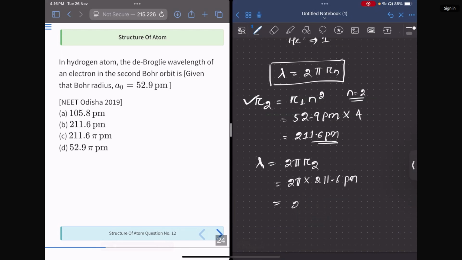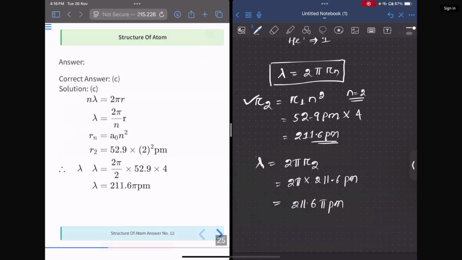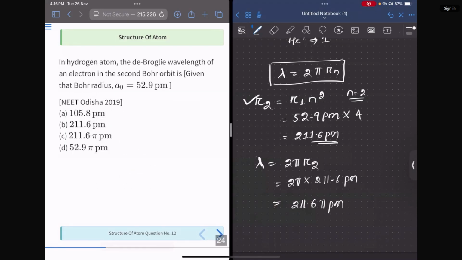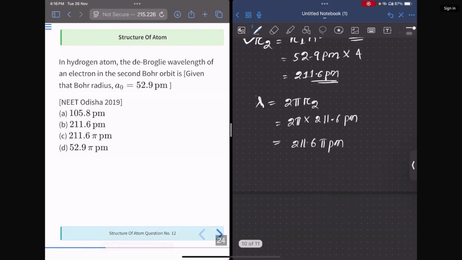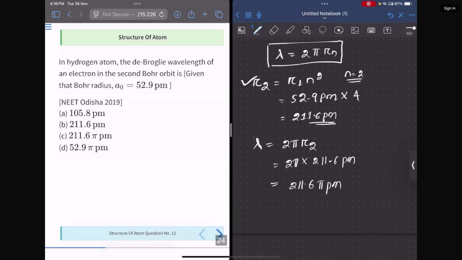That will be around 211.6 pi picometer. Okay, so the answer will be C, that is 211.6 pi picometer. Here it is also given as 211.6 picometer, but the answer will be 211.6 pi picometer after putting it in the formula of lambda equal to 2 pi r.